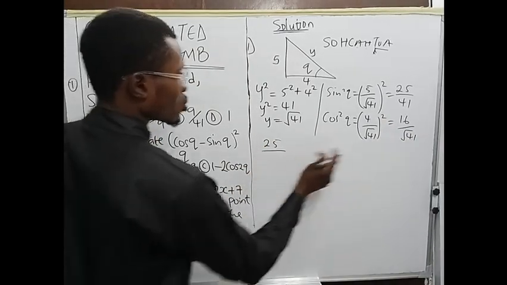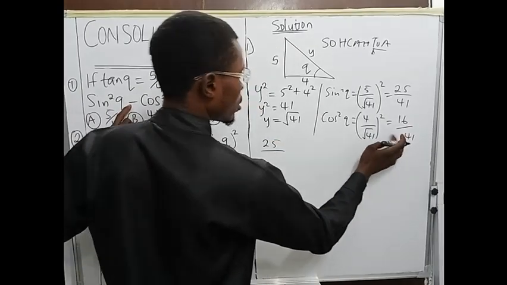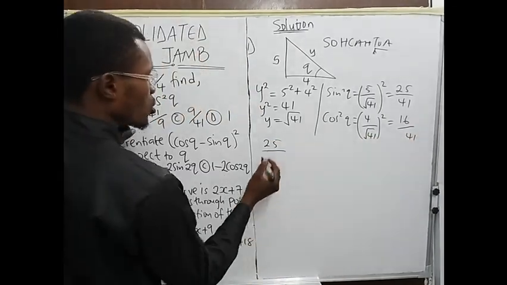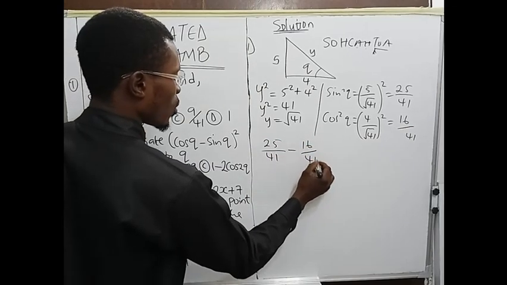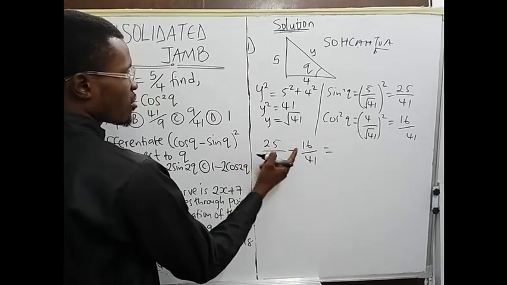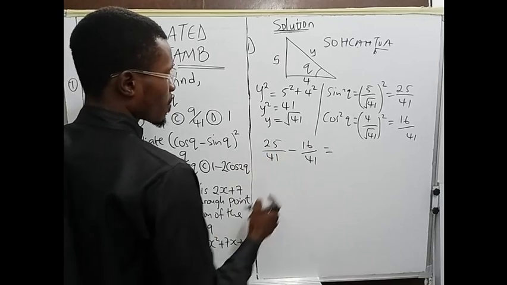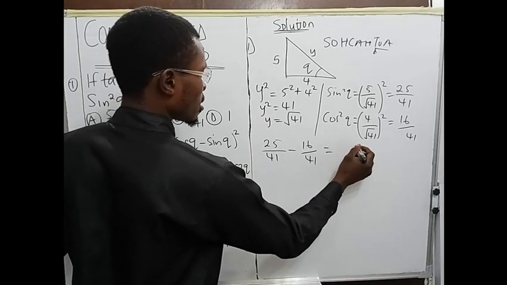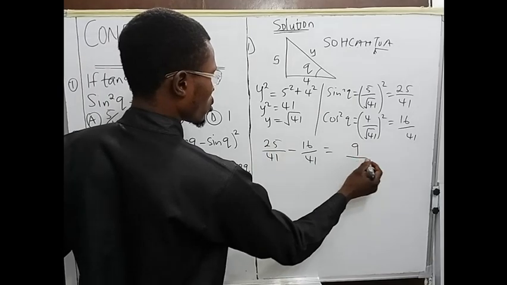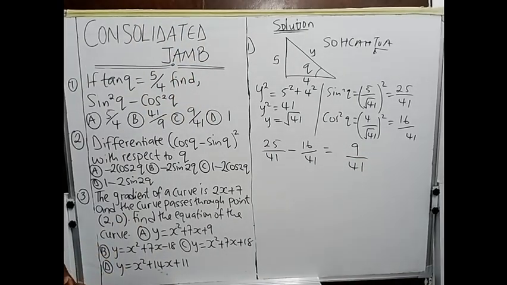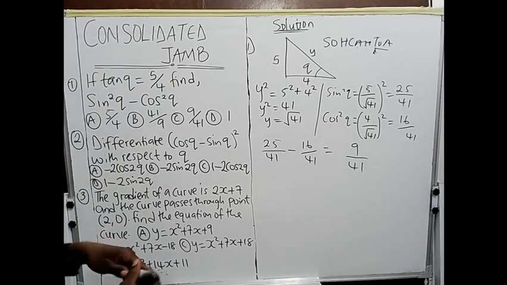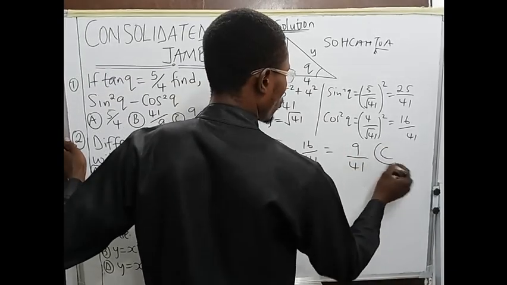Now, the expression sin square q minus cos square q is 25 over 41 minus 16 over 41, since when you square, the square root goes. And this is given by 25 minus 16, which is 9, so 9 over 41. And that is given by option C. So option C gives the correct answer for number 1.